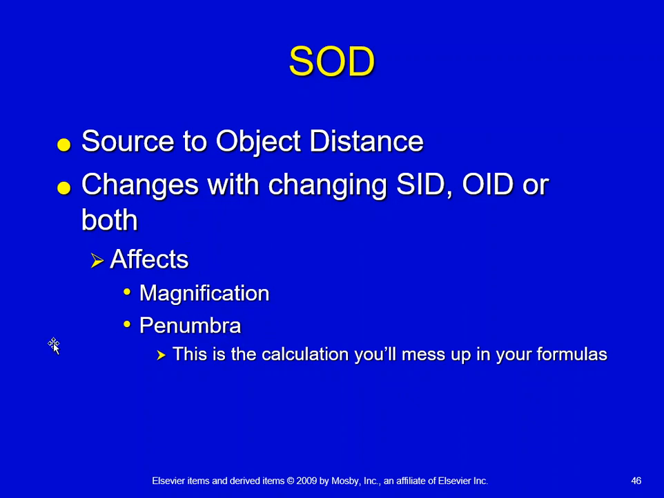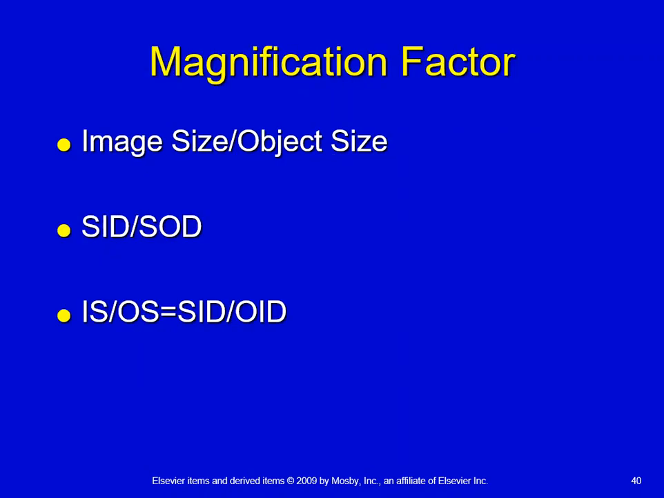Remember, your penumbra is your unsharpness, and umbra is your sharpness. So penumbra being unsharpness, that is the fuzziness whenever you increase your OID.